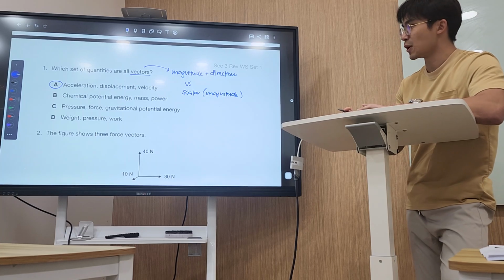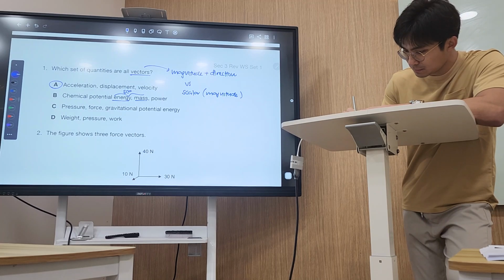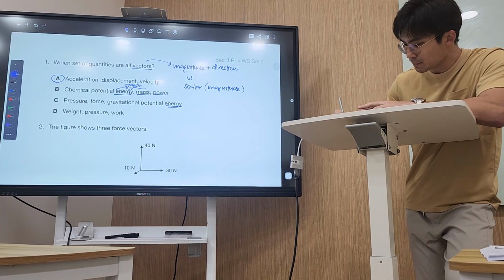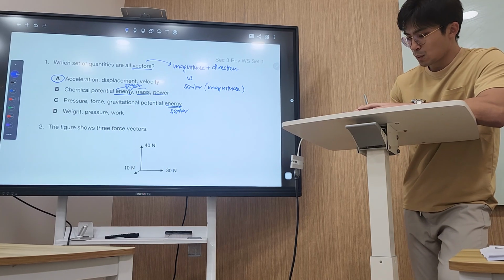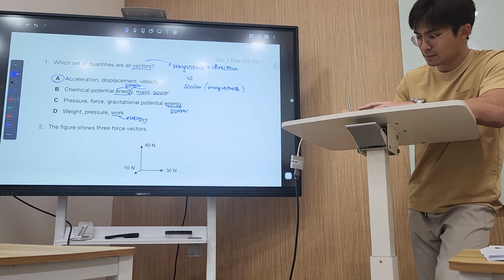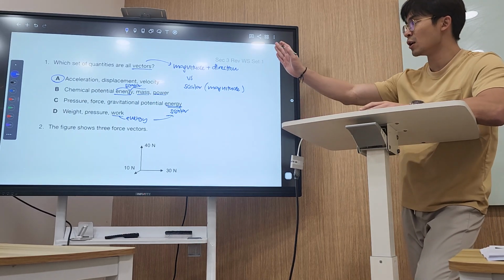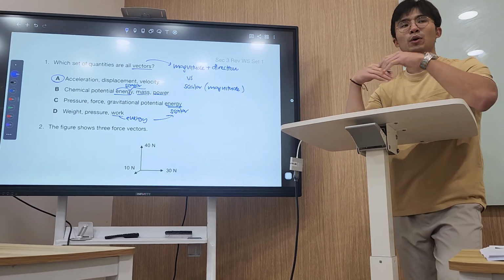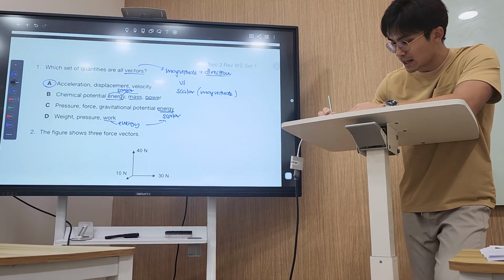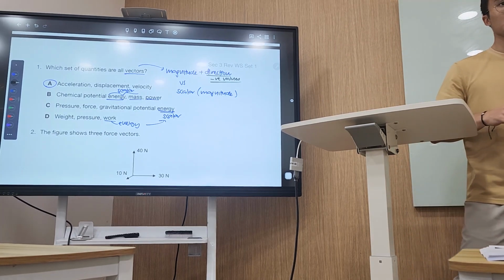So let me just go through what's wrong with the others. This one and this one are scalar quantities. In fact, your power is also a scalar quantity. For GPE, again, energy is also scalar. Weight, pressure, and work. Work is a type of energy, so again, it is a scalar quantity. But acceleration, displacement, velocity, all of them are vector quantities. You have to be going in a specific direction. The moment you have a vector means there is a possibility that you can get negative values if you are going in the so-called wrong direction. Are we okay?